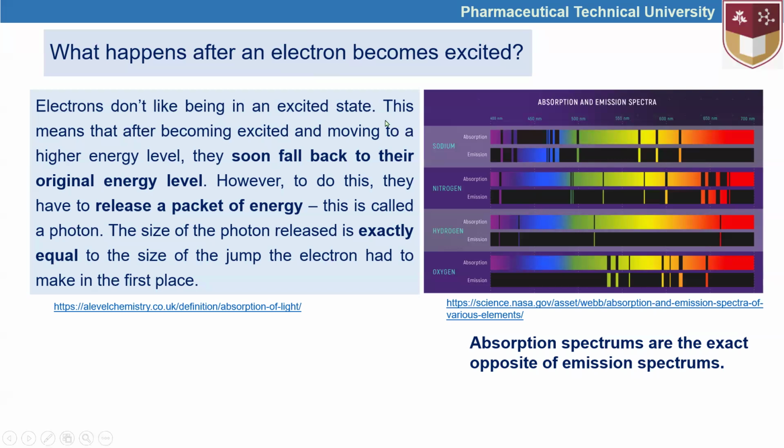a greater number of electrons. Electrons don't like being in an excited state. We talked about this. This means that after becoming excited and moving to a higher energy level, they soon fall back to their original level. However, to do this, they have to release a packet of energy. This is called a photon. The size of the photon released is exactly equal to the size of the jump the electron had to make in the first place.